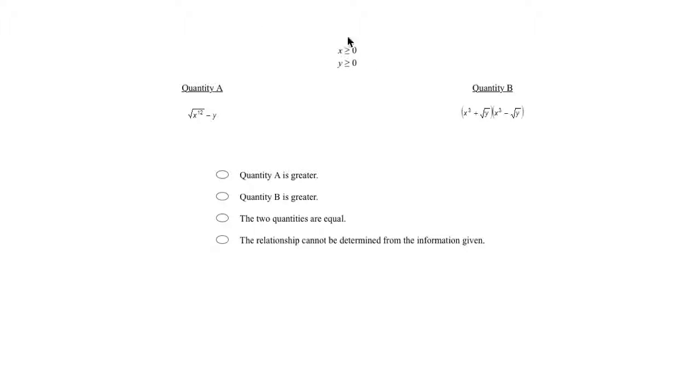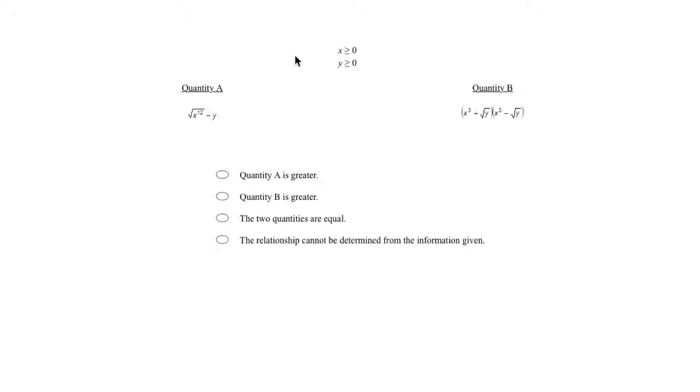x is greater than or equal to 0, as is y. Both numbers are greater than or equal to 0. Now, I love when that happens on tests like this because that means that we're allowed to think in terms of numbers that you'd normally think of. We kind of like counting numbers. We like positive integers, that sort of thing.